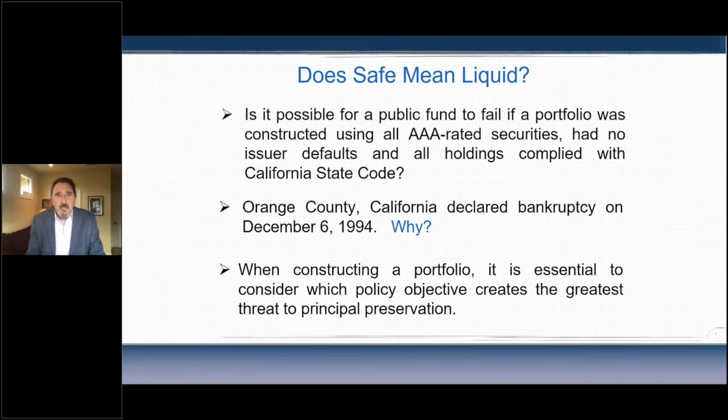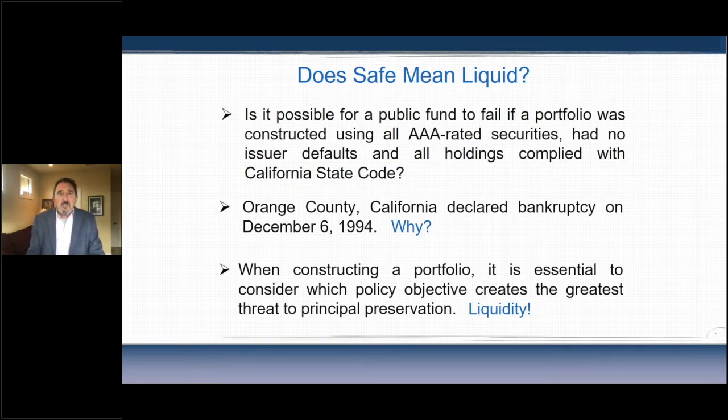So when you go to construct the portfolio, particularly in this scenario, one of the biggest hurdles to overcome is understanding how these policy objectives and what roles they play in the construction process, and which of these three, safety, liquidity, and income, pose the greatest threat to principal preservation. Most, when they begin to construct a portfolio, think it's safety. I'm here to suggest to you that it's really liquidity. Had Orange County had the liquidity to withstand the market move, they would not have had to file bankruptcy. They would not have had the loss. It had nothing to do with the safety objective. There were no defaults.